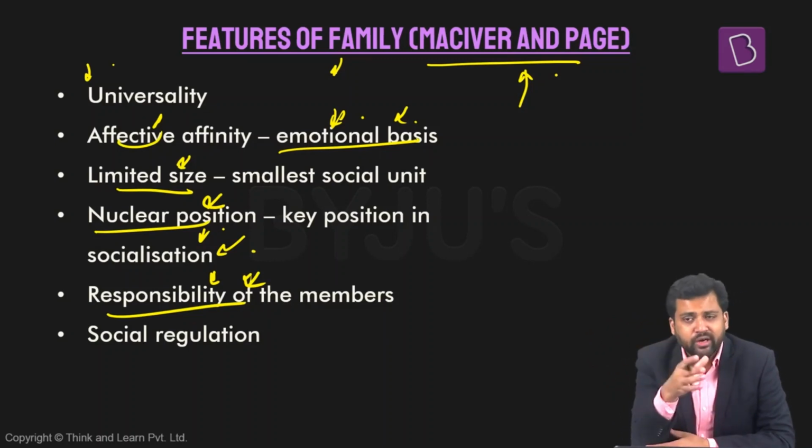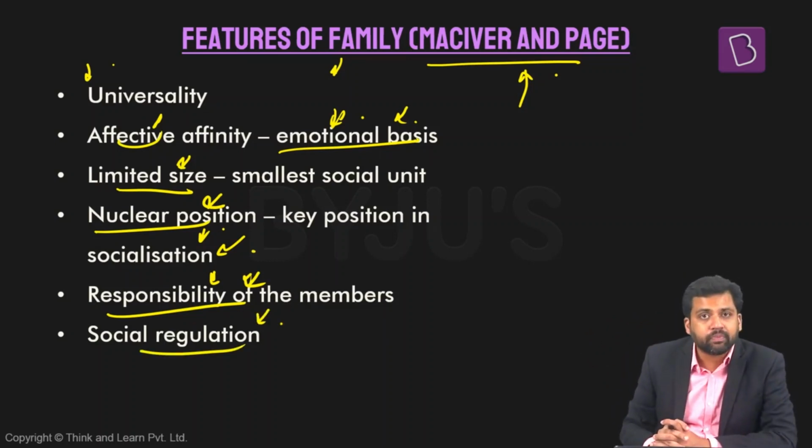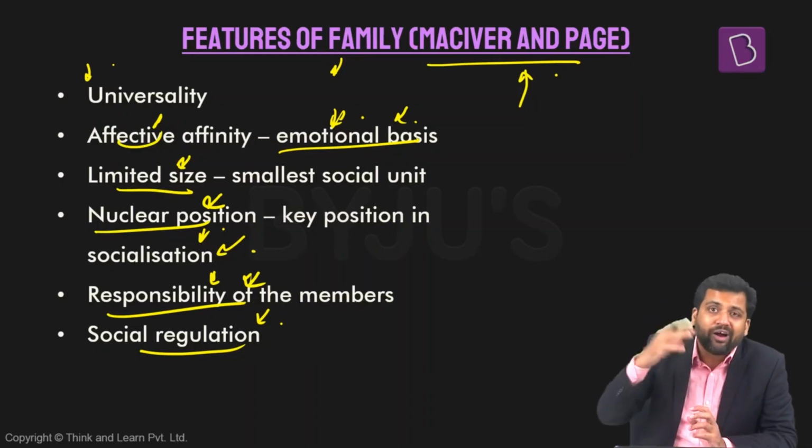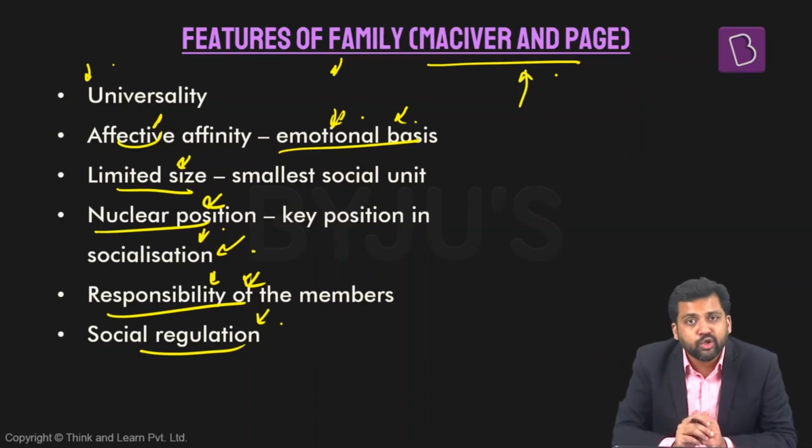So different kinds of responsibilities are there. The roles and duties are assigned. And lastly, within family, regulation also happens. Within family, different kinds of rules and regulations are also created. Apart from that, there might be certain kinds of norms outside the family that the family inculcates within. So this helps in regulating the society.